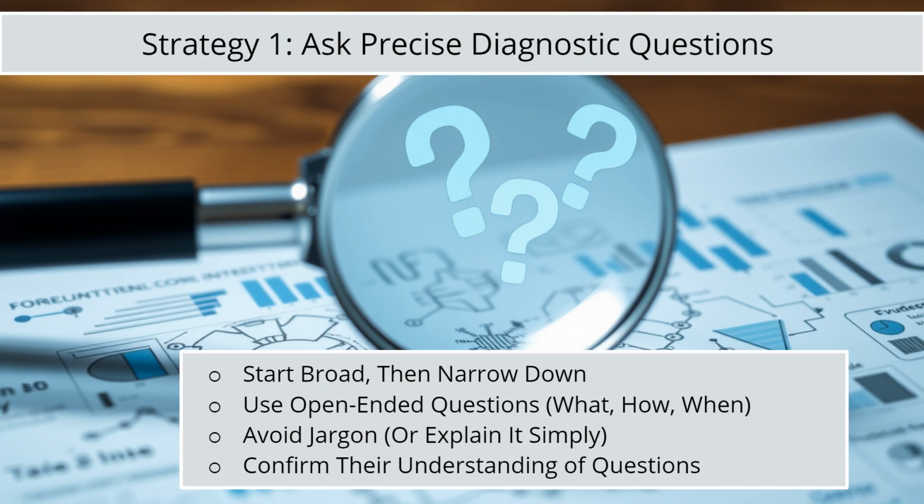Crucially, avoid jargon, or if you must use a technical term, explain it simply. Instead of, is your DHCP client enabled? Try, is your computer set to automatically get its network address? Finally, confirm their understanding of your questions. Does that question make sense? Or am I being clear? Precise questions help you accurately pinpoint the problem without visual confirmation, setting the stage for an effective solution.